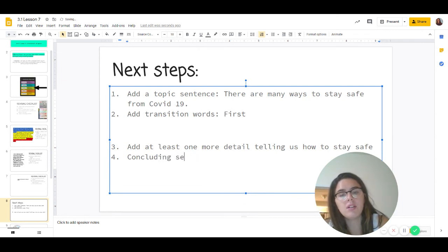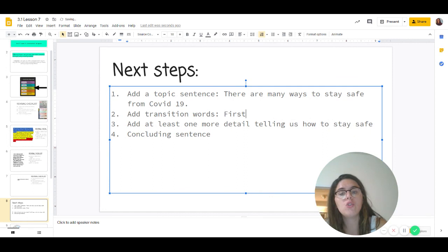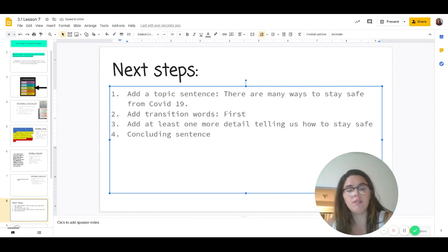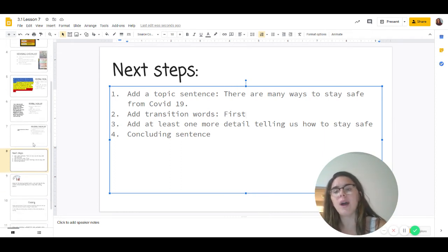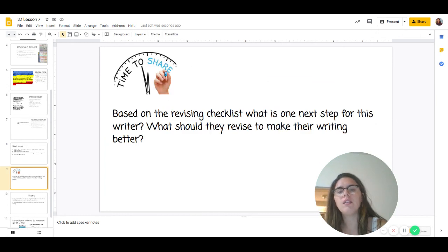So remember, boys and girls, a lot of you are writing one or two sentences in your homework, and those are not paragraphs. So you're not doing the assignment correctly, okay? And that's why I wanted to do this today, so the next time I ask you to write a paragraph, which is coming very soon, you're going to be able to know exactly what you have to do. So really quickly, based on the revising checklist, what is one next step for this writer? What should they revise to make their writing better?